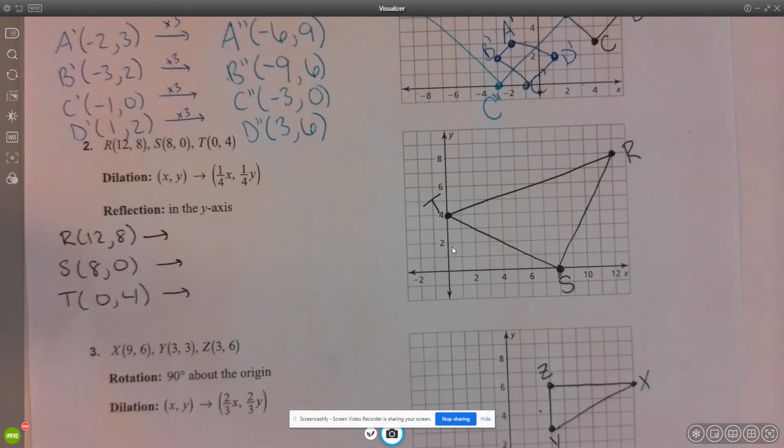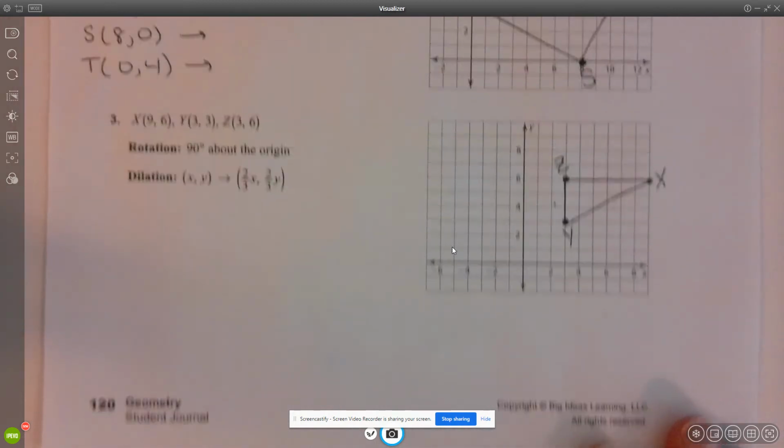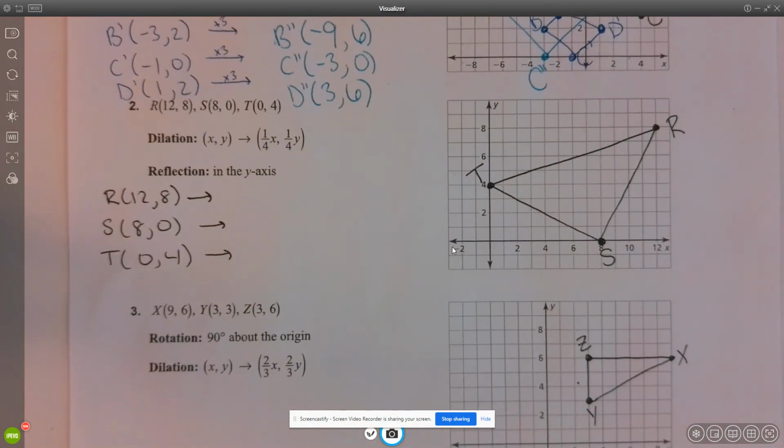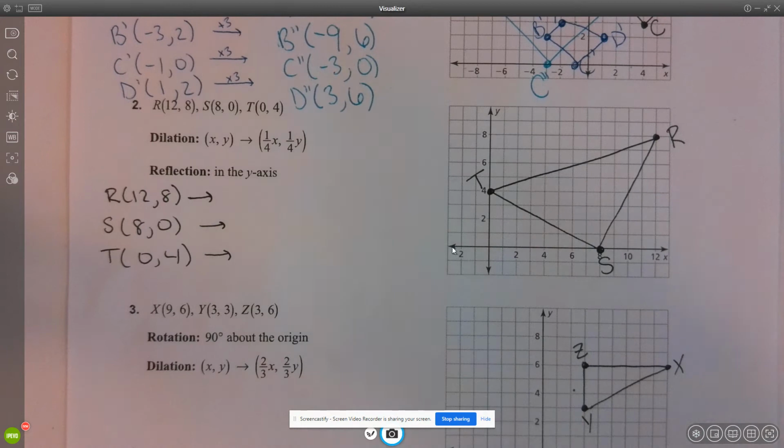In this video, we're going to work through number 2 and number 3 on page 120 of your student journal. To speed up the video a little bit, I went and graphed each pre-image. So please pause the video to graph those two pre-images in number 2 and number 3.